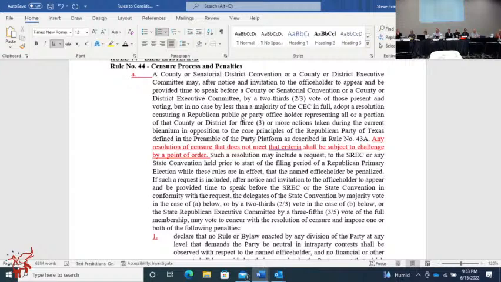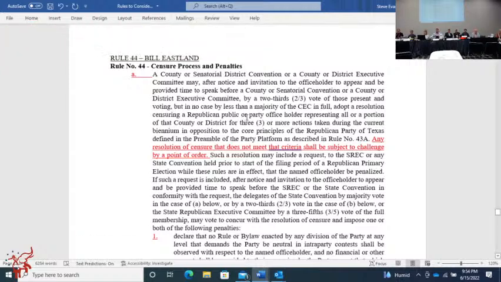Okay, so if you want to do that, what you need to do is move to suspend the submission rules so that you can submit amendment language that isn't previously noticed. Yes, sir, I'd like to do that. Is there a second? All in favor signify by saying aye. Aye. All opposed? No. You don't have 2/3.